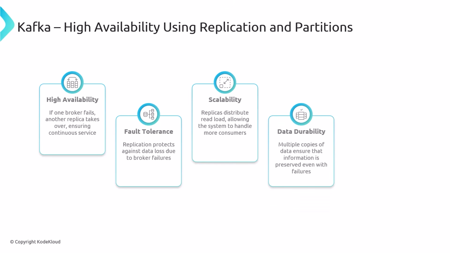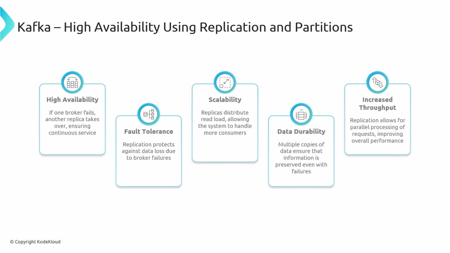Moving on to the data durability. Multiple copies of data ensure that the information is preserved even with failures. Kafka's replication mechanism guarantees that your data isn't lost, even if the broker crashes, making the system highly reliable. Finally, the increased throughput. As we said before, because of the replication, we are going to double the parallelism capacity with the addition of partitions on a given topic.